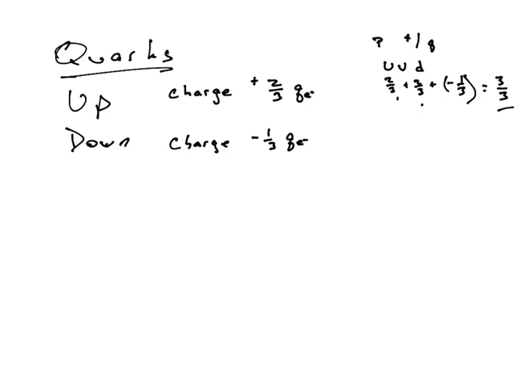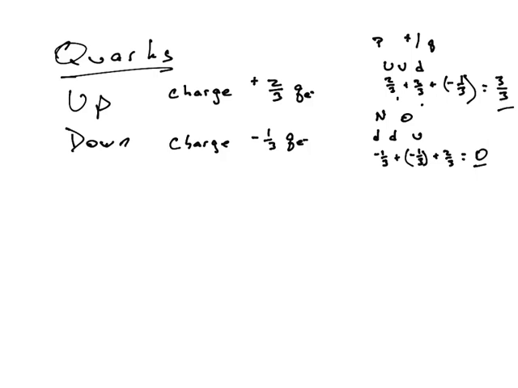So that works mathematically. And we could check the same for neutrons. Neutron has a charge of 0. So let's see. Down, down, and up. That's -1/3 plus -1/3 plus 2/3. -1/3 plus -1/3 is -2/3 plus 2/3 is in fact 0. So the math works.